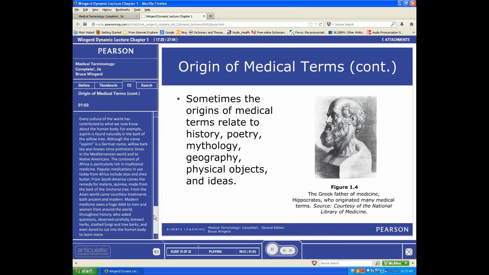From the Asian world come countless treatments, both ancient and modern. Modern medicine owes a huge debt to men and women from around the world throughout history, who asked questions, observed carefully, brewed herbs, studied fungi and tree barks, and even dared to cut into the human body to learn more.